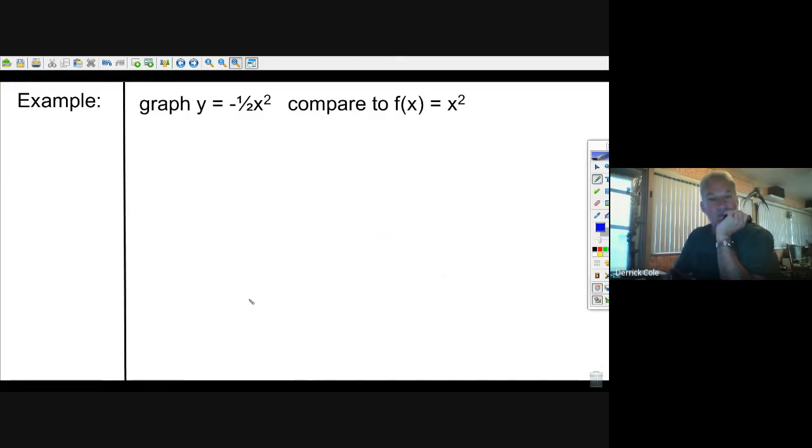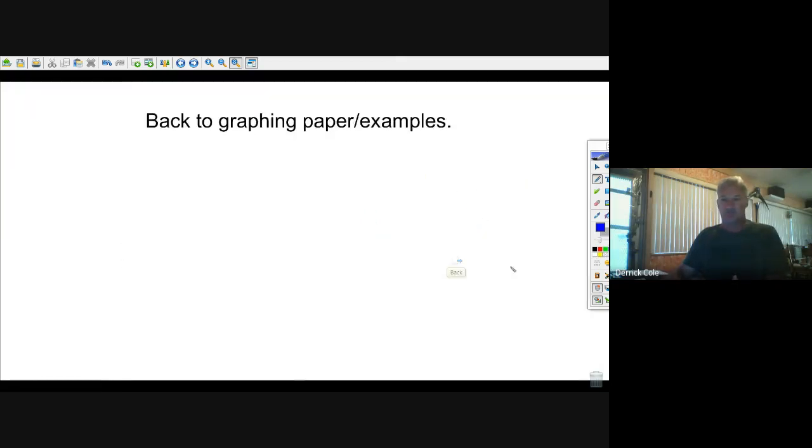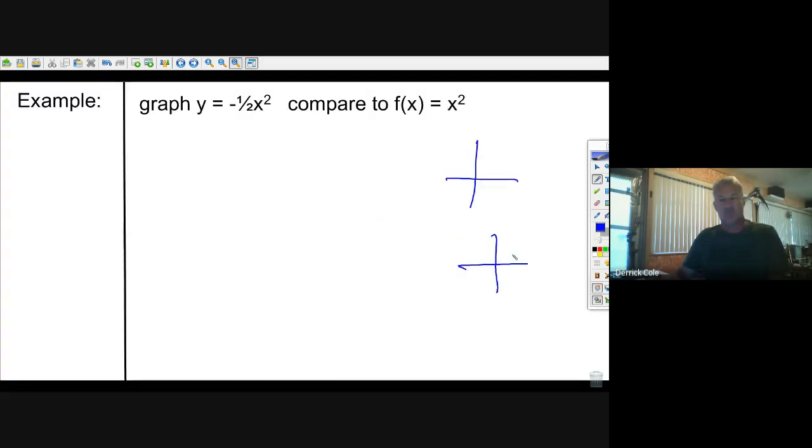So here's another example. Can you tell me what this one's going to do? -1/2. You should be able to look at it right off the bat and say, this is going to open down. So if I had multiple graphs to choose from, if I had this one or this one, it would be this one because it's opening down. What else is it going to do? It's going to be a little bit wider because it's less than 1.